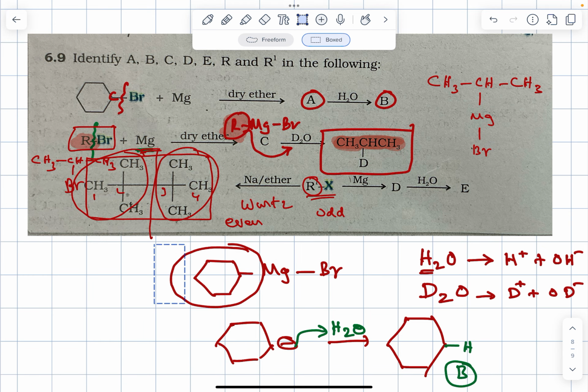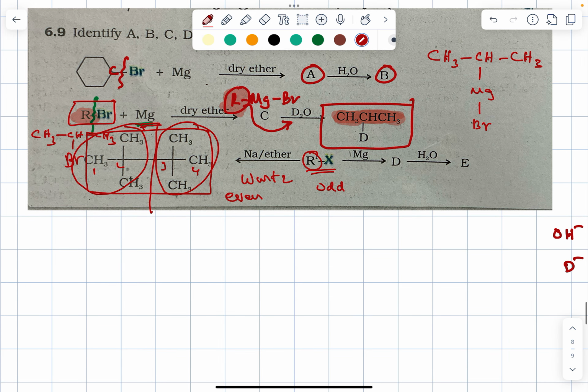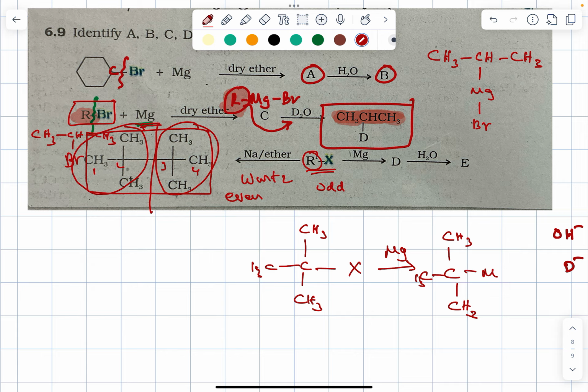So here I'm going to get CH3, CH3, CH3 and halogen. Okay, so if I add it with magnesium, I get the R group: tertiary butyl, a substitution of methyl, and magnesium halide. Okay, so this would be the D.